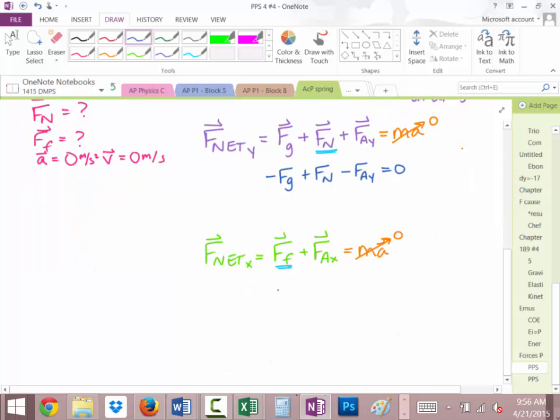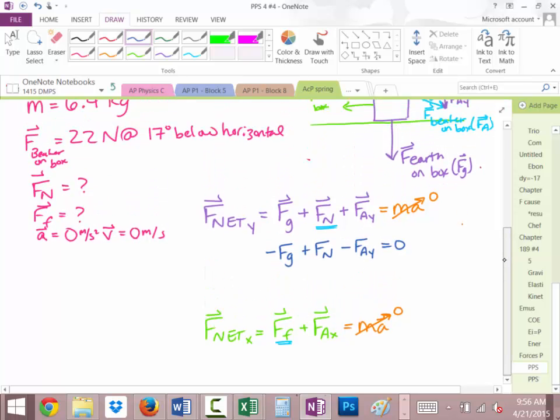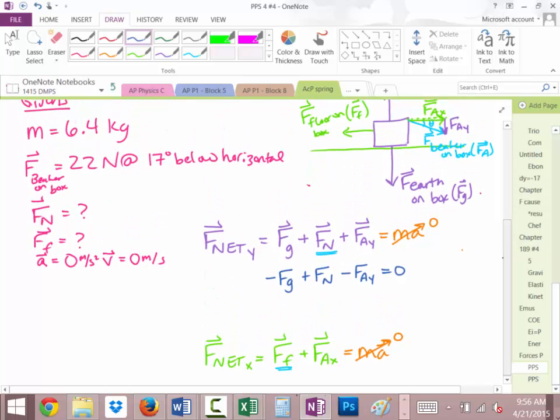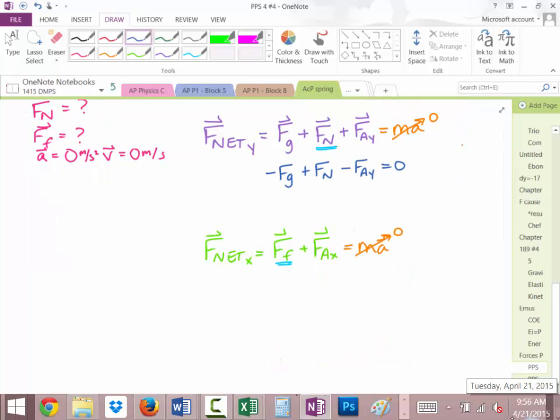I'm going to do the same thing down here. Which way is FF going? Which way is FAX going? Are they going the same direction? No, they can't be. They're going to add up to 0, right? That doesn't make sense. One's got to be positive. Which one do you want to be positive? FAX. Okay, everybody's like, FAX is positive. So it's going to be negative FF plus FAX equals 0. Now you're good.